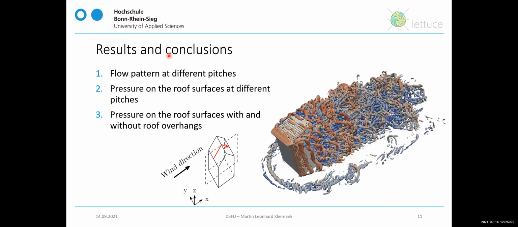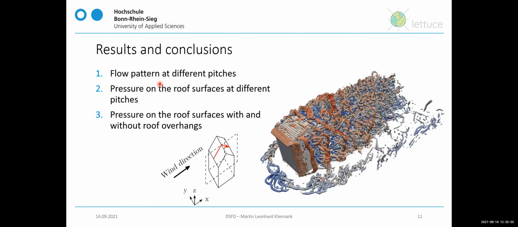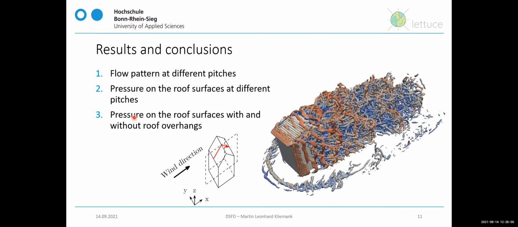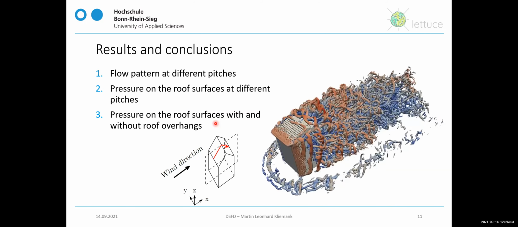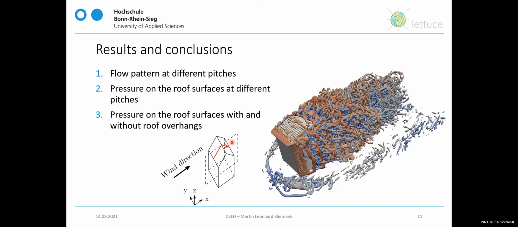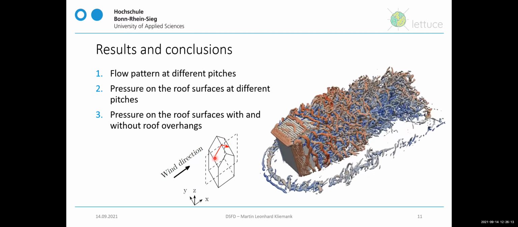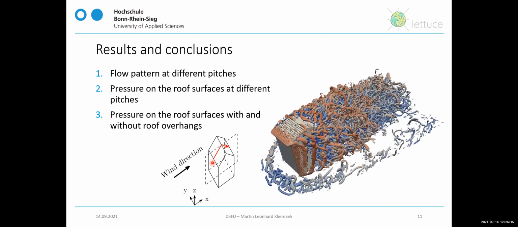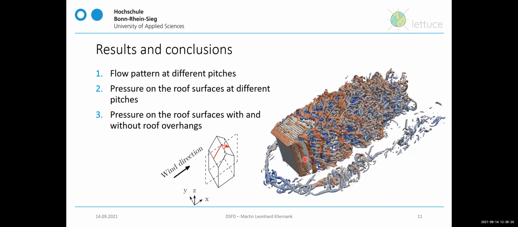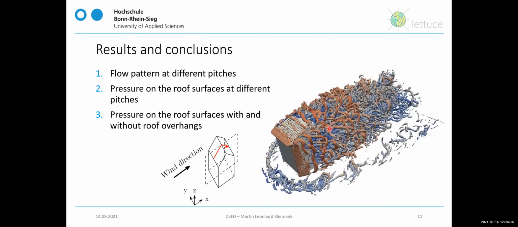Then the results and conclusions. I want to first look at the flow pattern at different roof pitches, then the pressure on the roof surface at different pitches, and finally the pressure on the roof surface with and without roof overhangs to determine their influence. And here we can see in this plane, we will look at the flow pattern, and along this line, we will look at the pressures on the roof. Here we can see an example shot of the house being in the airflow, basically, and all the turbulence it causes.